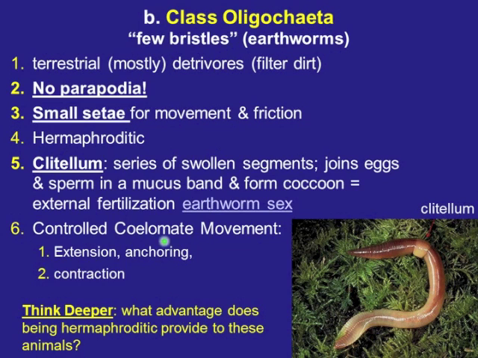They're controlled by coelom movement. So they have a coelom, properly defined as a hydrostatic skeleton, and they can use it for extension, anchoring, and contraction. Here's a question I have for you, thinking deeper: what advantage does being hermaphroditic provide to these animals? Motion of earthworms occurs by alternating contractions of circular and longitudinal muscles against that hydrostatic pressure, the coelom, within each segment. Oligochaetes have a prostomium that functions like a kind of overlip prior to the mouth.